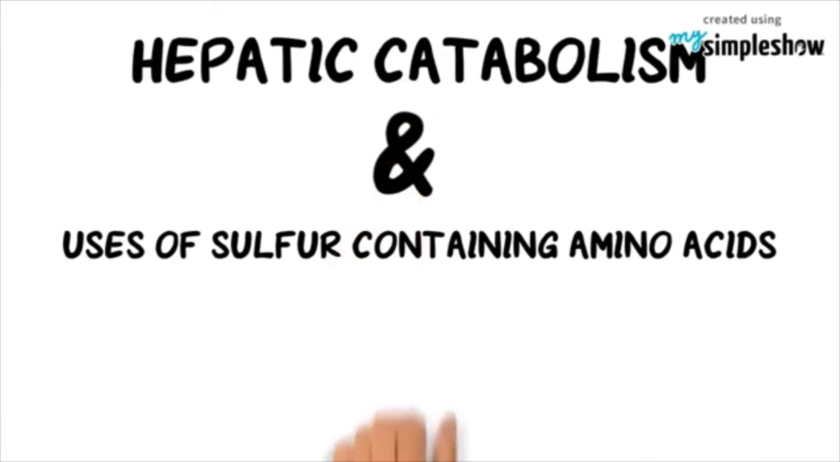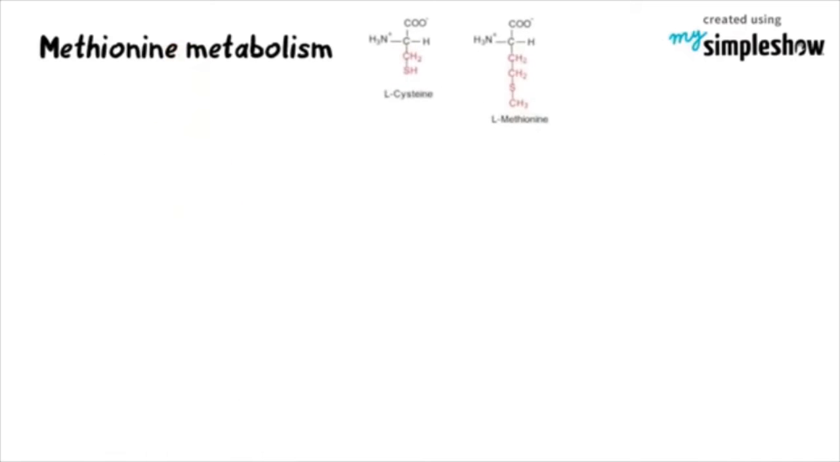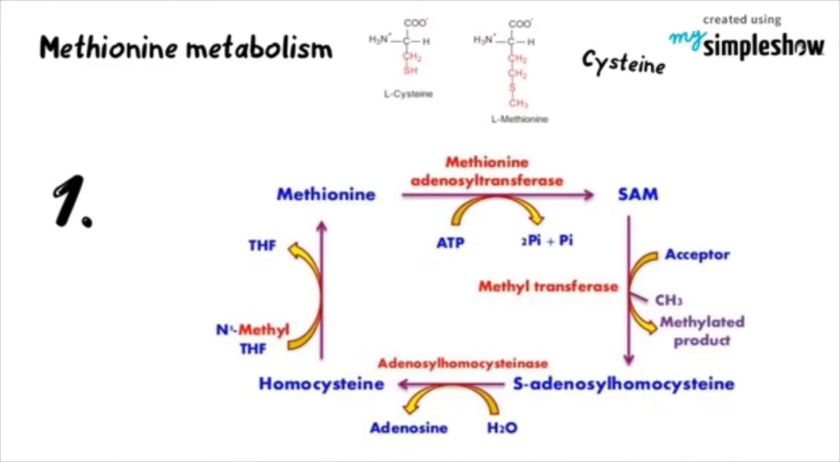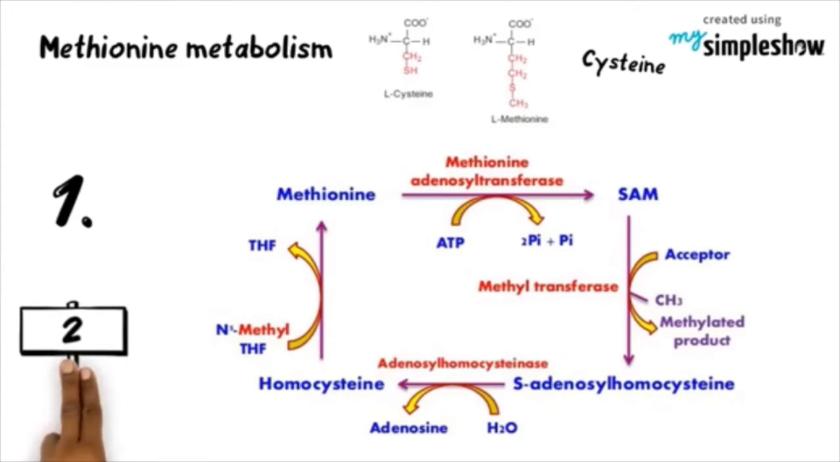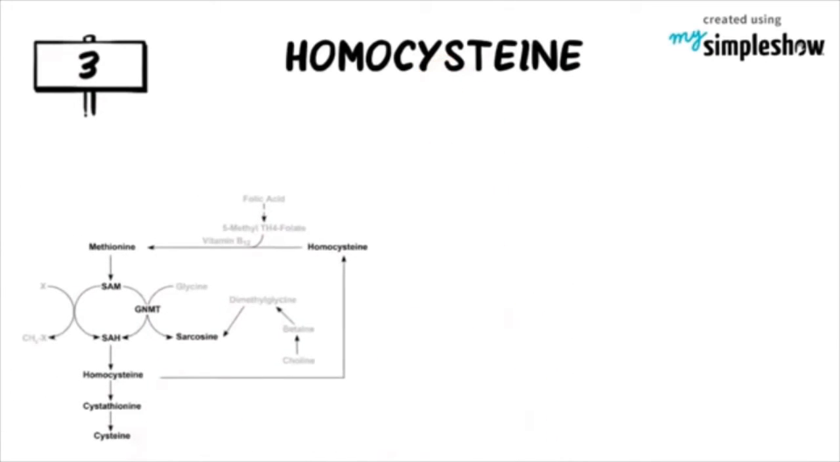Hepatic catabolism and uses of sulfur-containing amino acids. Methionine, a sulfur-containing essential amino acid, is needed to generate another sulfur-containing non-essential amino acid, which is cysteine. The first step of the metabolism is that methionine is converted to S-adenosylmethionine, or SAM, with the help of methionine adenosyltransferase. Next, the second step, removal of the methyl group from SAM, will produce the compound S-adenosylhomocysteine, SAH. From SAH, the third step occurs, which is the formation of homocysteine with the help of the enzyme S-adenosylhomocysteine hydrolase.